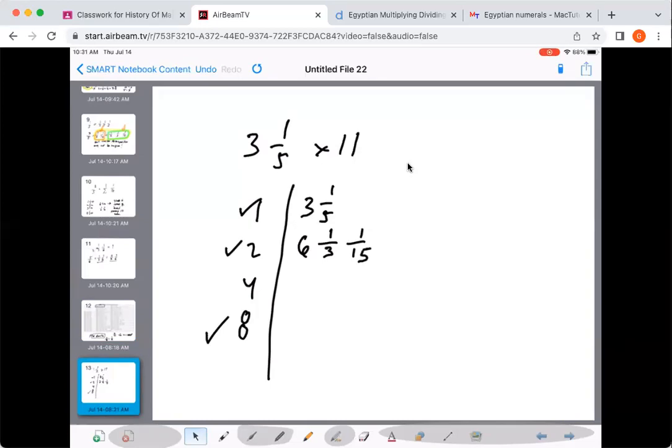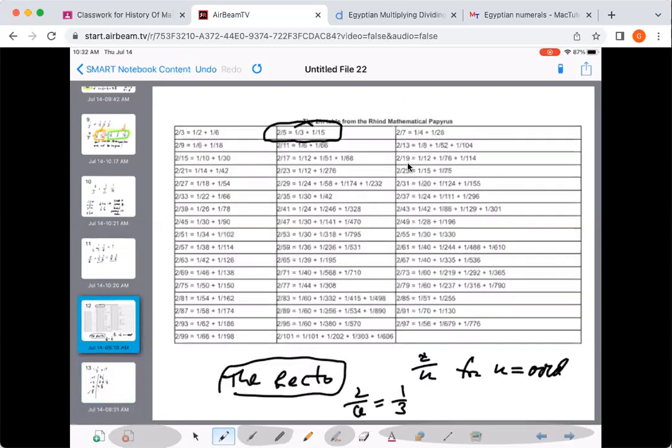Now let's continue. We double the 6. Good news. 6 becomes 12. Good news. 1/3 becomes 2/3. And since they have a symbol for 2/3, we're allowed to do that. But 1/15 becomes 2/15, and we have to go back to our chart. 2/15, according to the chart, is 1/10 plus 1/30. So I come over here.